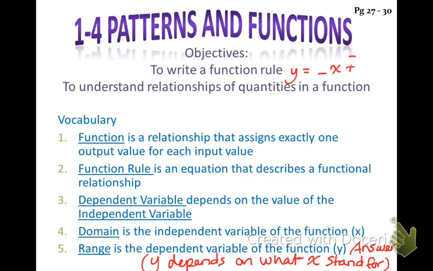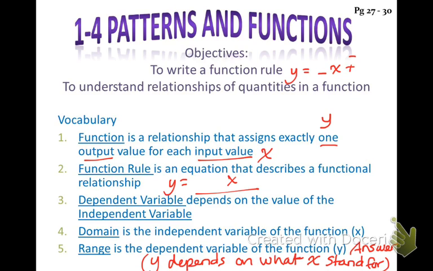So, let's go over some vocabulary. Function is a relationship that assigns exactly one output value for every input. So, your output would be your y, and your input would be your x. Okay, function rule is an equation that describes a functional relationship. So again, like at the top, y equals something with an x in there somewhere.